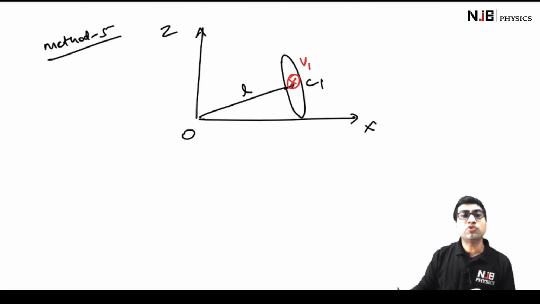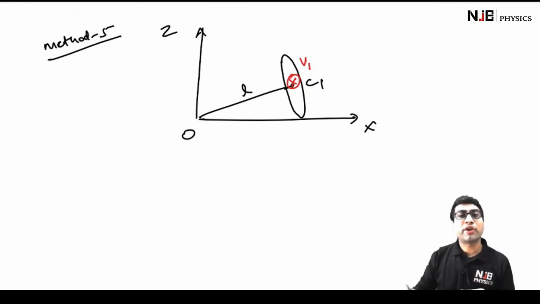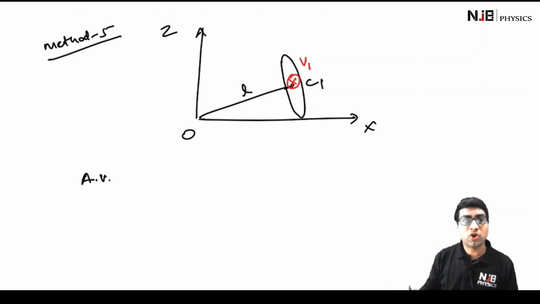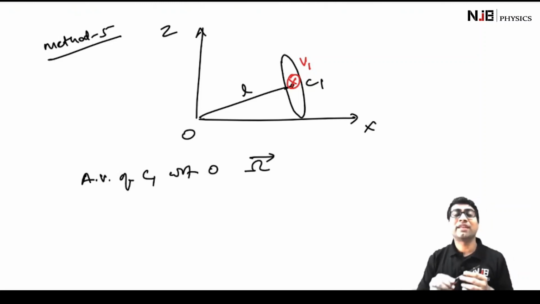Okay, so if you sit at point O, the point C1 is going into the plane of the paper with velocity v1. So with respect to point O, what will be the angular velocity of this point C1? Basically we are writing the angular velocity of C1 with respect to O, and let us denote it by capital omega vector. You can get its direction by curling your fingers into the plane of the paper, and then you are going to get the direction of capital omega in this direction.